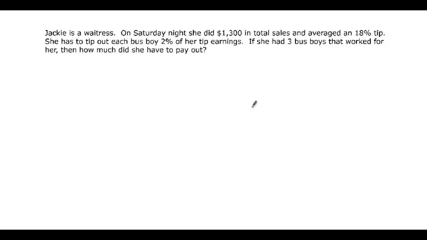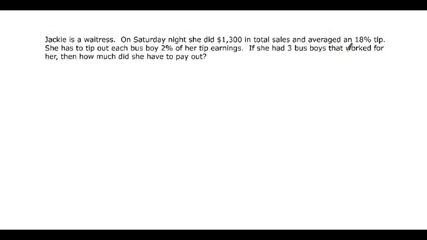So Jackie's a waitress, and on Saturday night, she did $1,300 in total sales, and her average tip was 18%. We saw 18% in our last problem also. She tips the busboys 2% each, so that's 0.02. And there are 3 busboys. It's each busboy that she tips 2%.